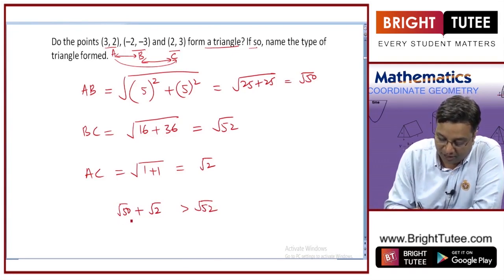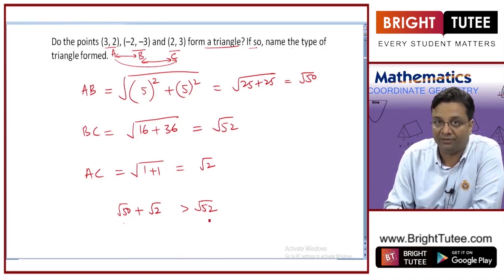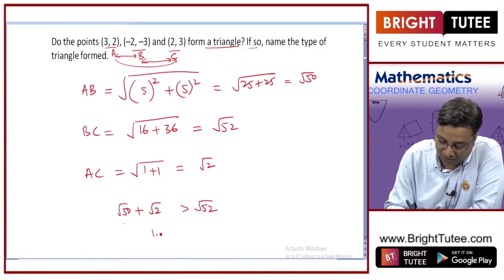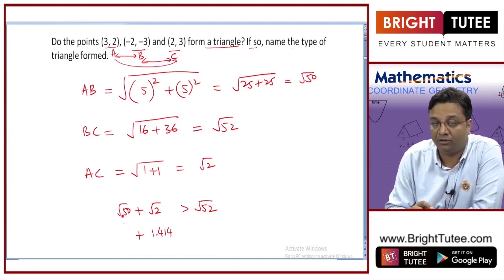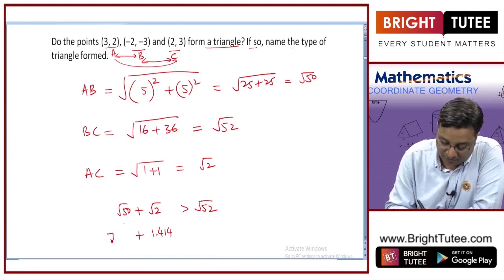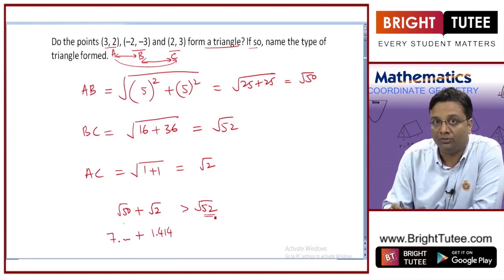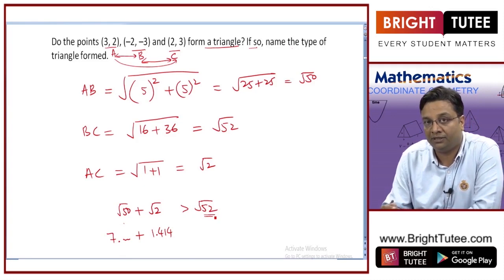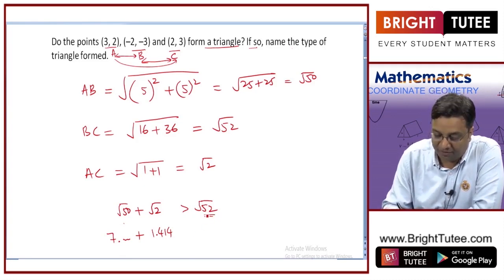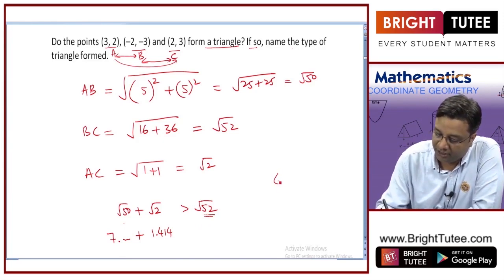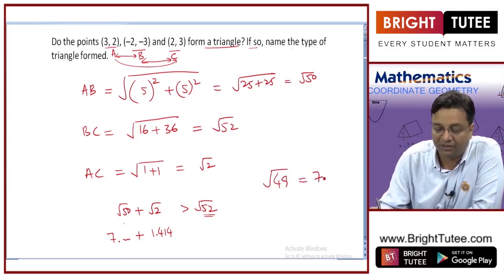So if you calculate the approximate values here, you will find that this is greater than this. Because this is 1.414 approximately, plus this is 49, square root of 49 is 7, so 7 point something. And what is root 52? It is 49 plus 3. 52 is 49 plus 3, so it is 7 point something, right? So 49 square root will give you 7.